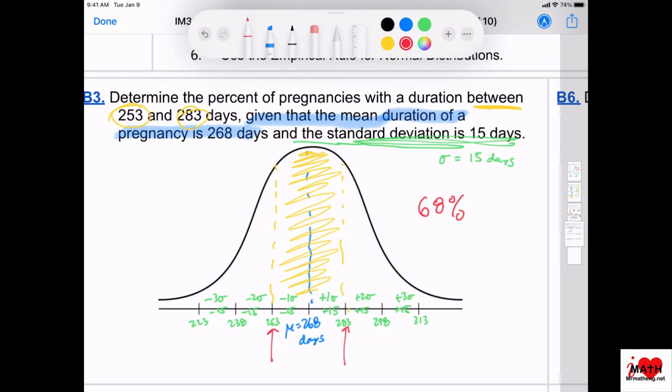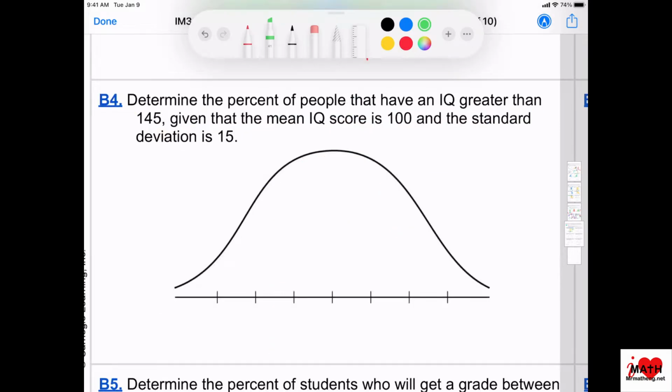Ironically, right, my wife is pregnant. I wonder how close she is to that one.